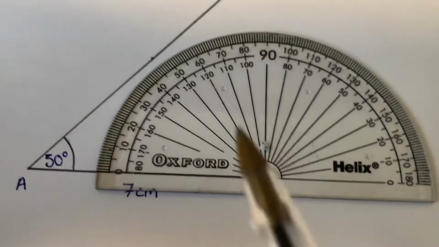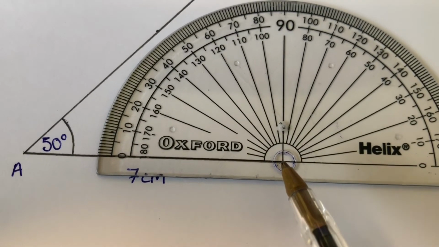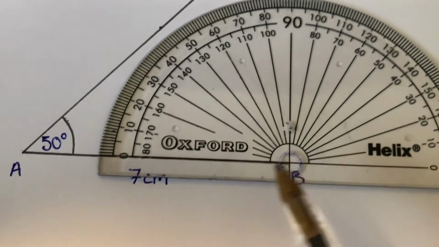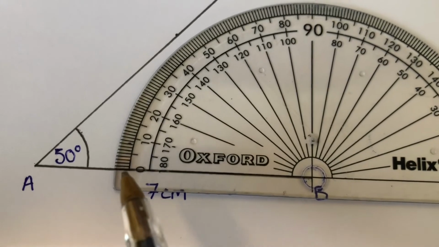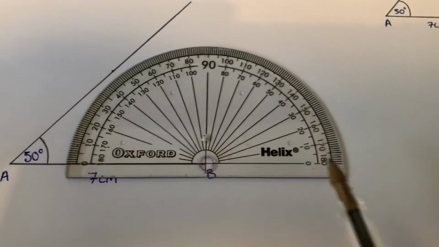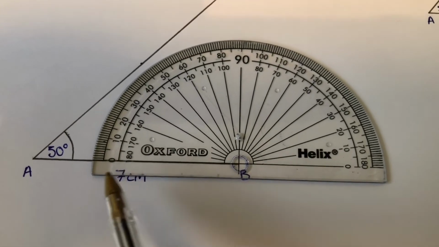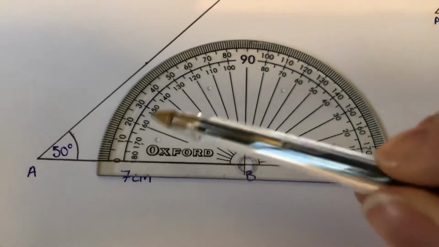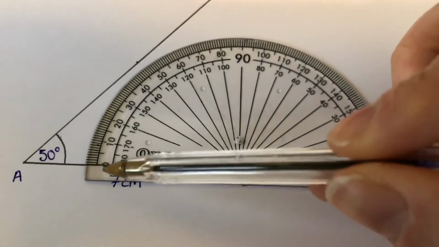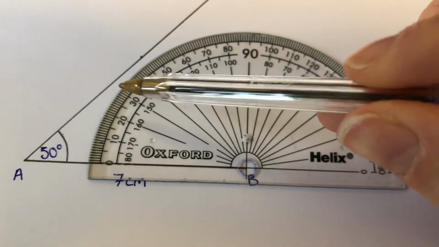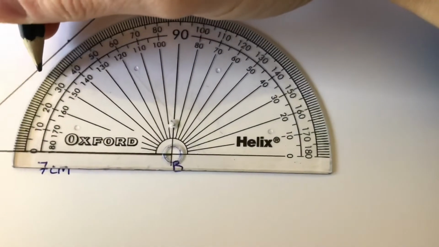So once you're happy that the centre mark, so where these two lines cross, is definitely lined up with B, and the baseline of the protractor, you can't even see it because it's perfectly on top of the base of the triangle. Let's see which zero, this zero or this zero, does the baseline of our triangle pass through. Is it underneath? It's underneath this one. So that helps us to know that we're counting up with the outside numbers. And this time we want 30 degrees. So wherever we find 30, we place our little dot outside of the protractor.